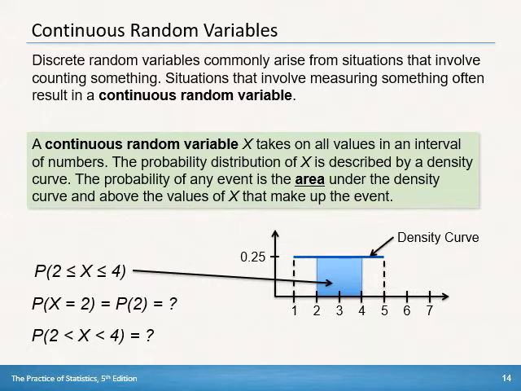So inclusive or exclusive of those boundaries 2 and 4, it doesn't matter, because if we add a 4 and a 2 to that area, it still is going to be the same 1/2. So it doesn't matter for continuous random variables whether we include the "equals to" or just the less than sign.